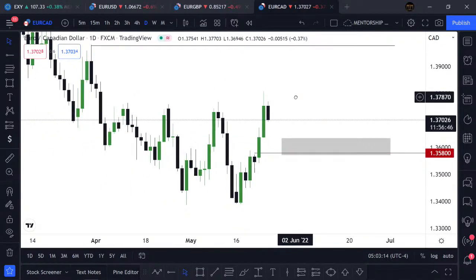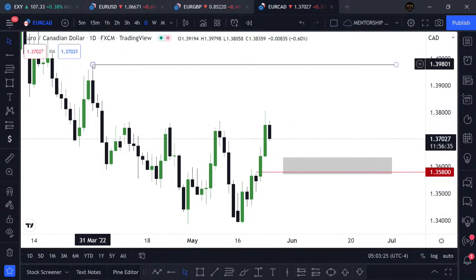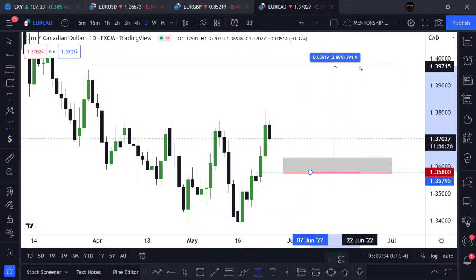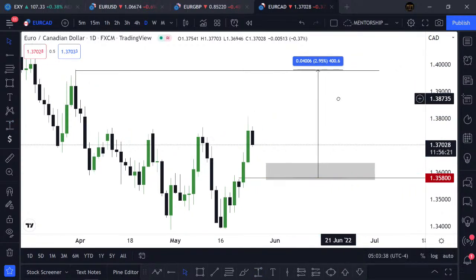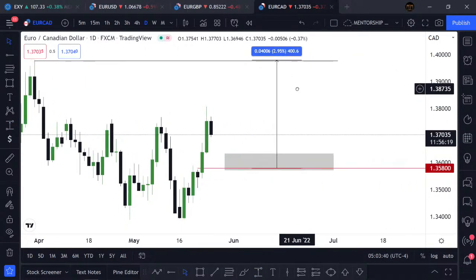Why am I buying here? I am buying because the euro is buying, and this high took all these highs, and it is still coming for this swing point here. So if I was to buy from there, let me see how many pips that will be. Well, this will be approximately 400 pips, at least 400 pips from here to that high.